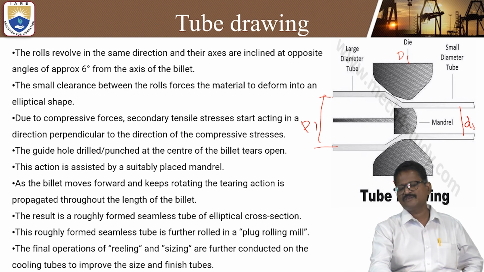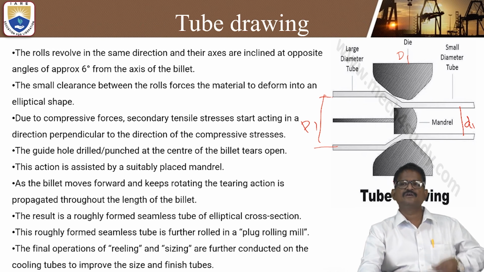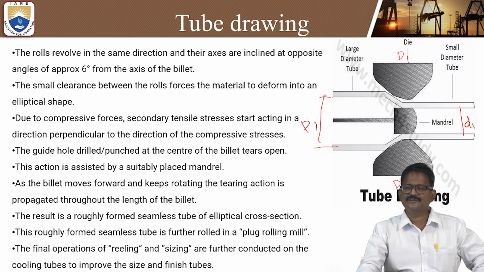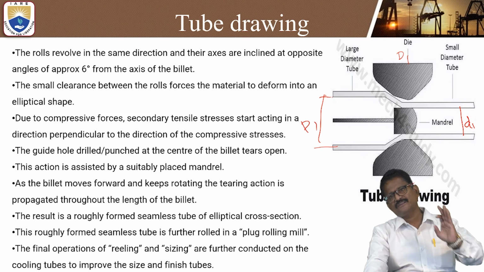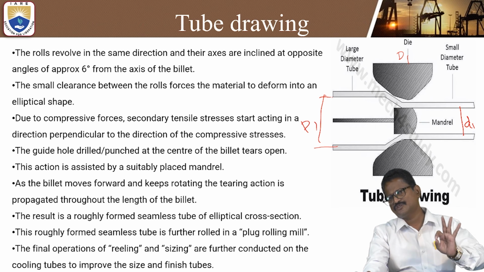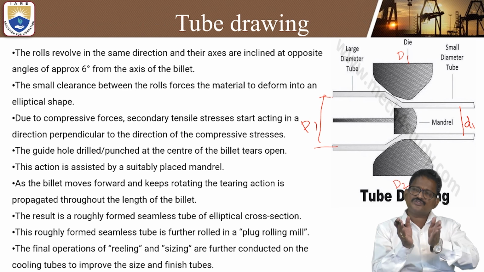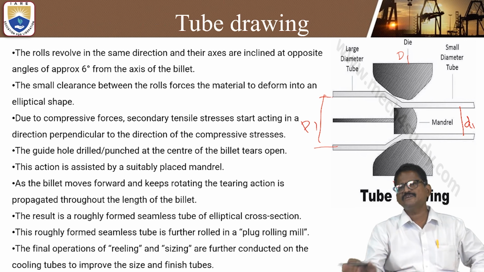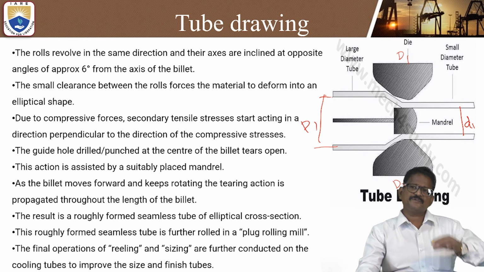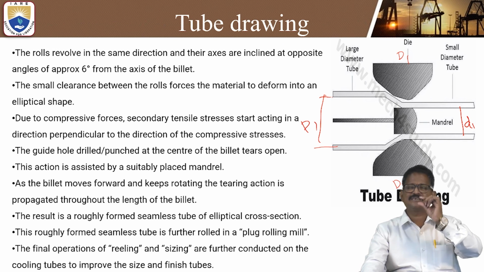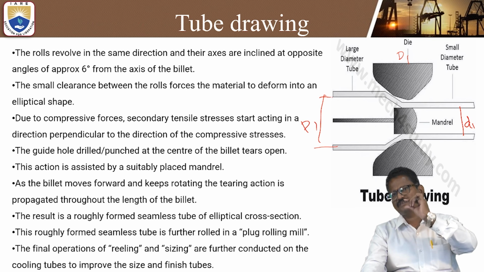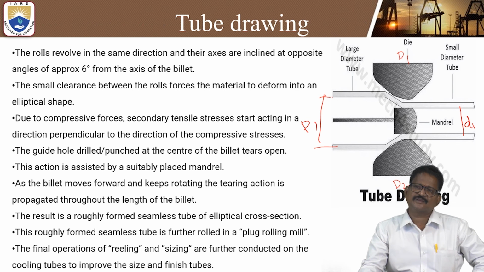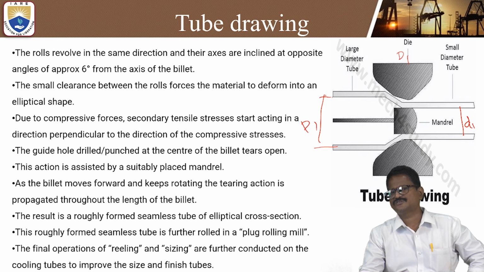So how does the large D1 get converted into small d1? With the use of a mandrel. Obviously in wire drawing there is no mandrel at all, but in tube drawing the hollow shape should be there, so we should provide the mandrel. The mandrel size depends upon the reduction in the diameter, so that mandrel diameter is best preferred in this tube drawing.